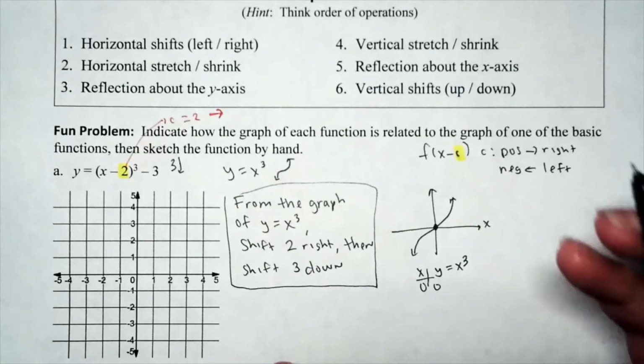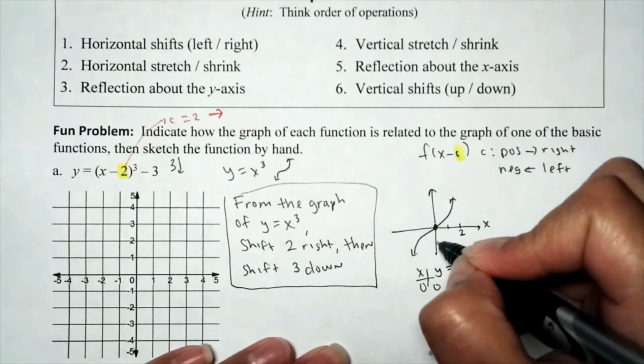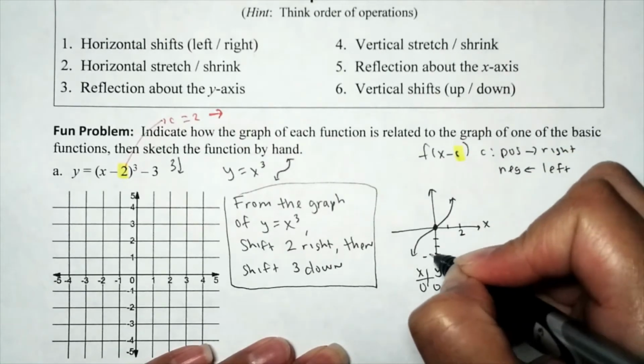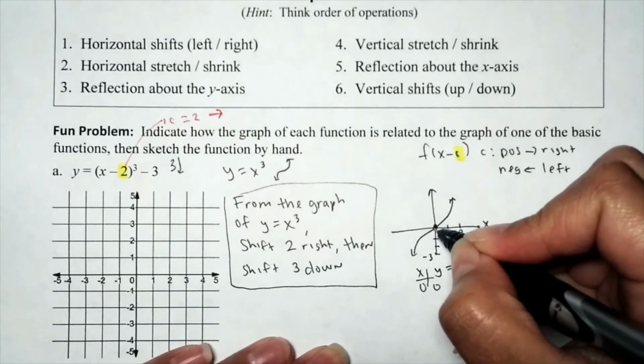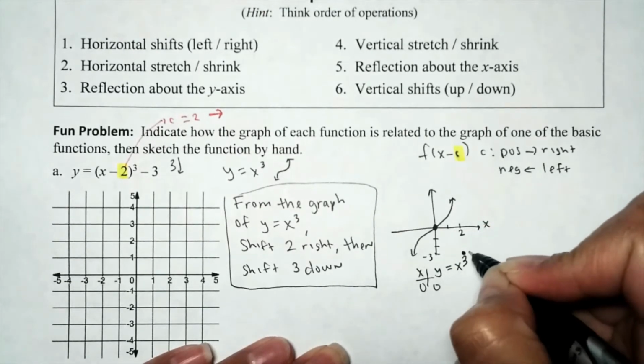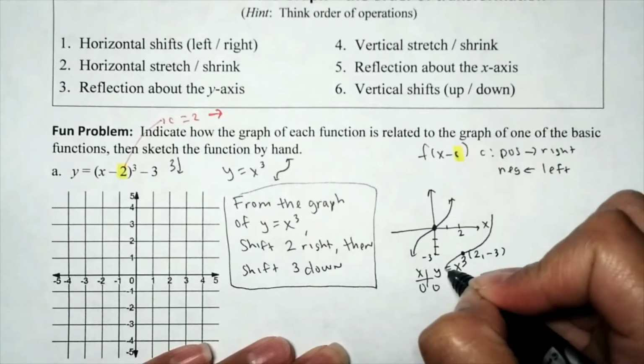So we're going to go 2 right. So we have 1, 2. And then we're going to shift 3 down. 1, 2, 3. I believe that's negative 3. So this point that was 0, 0, after we go 2 right and 3 down, is going to be 2, negative 3. And then it'll be something like this.